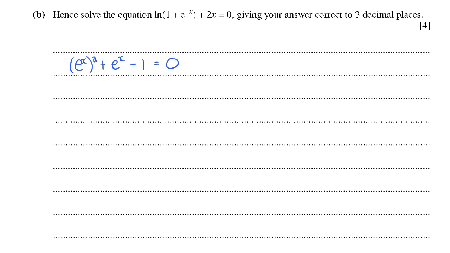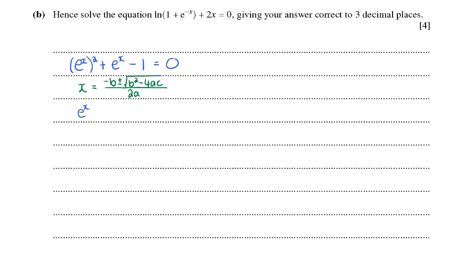In this case, it's hard to factorize. We wouldn't be able to find two numbers that multiply to -1 and add to 1. And so we'll just go to the quadratic formula. Hopefully you remember, that is x equals negative b plus or minus the square root of b squared minus 4ac, all divided by 2a. But the variable is not x. In this case, the variable is e^x.